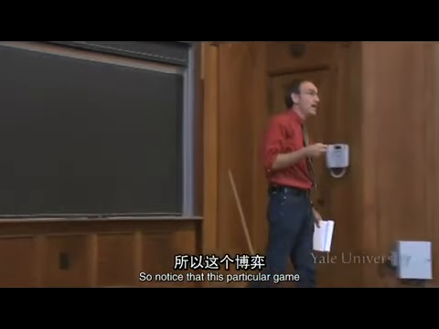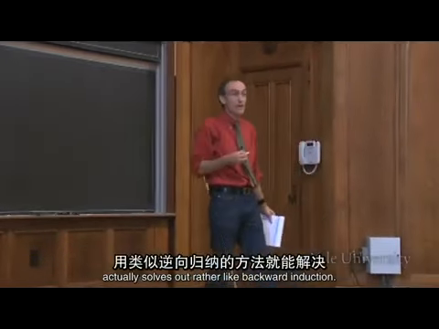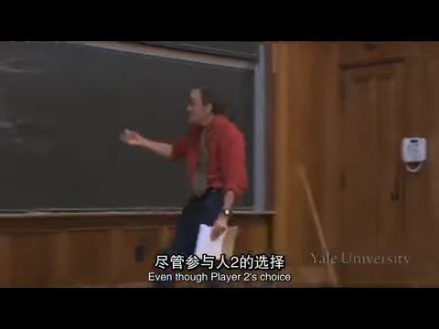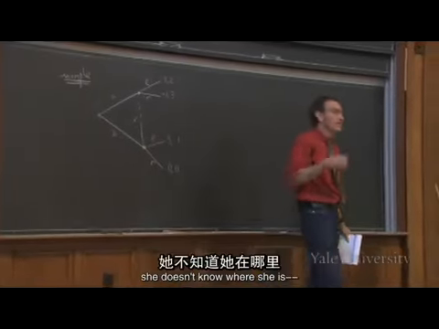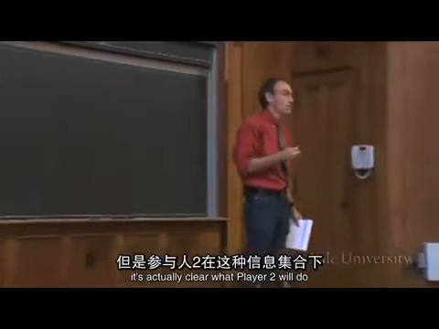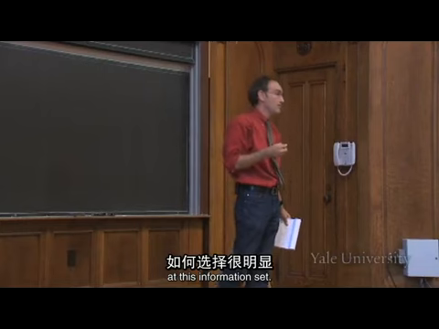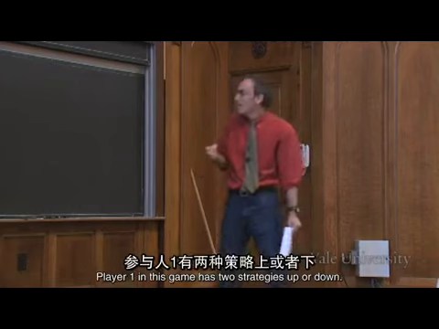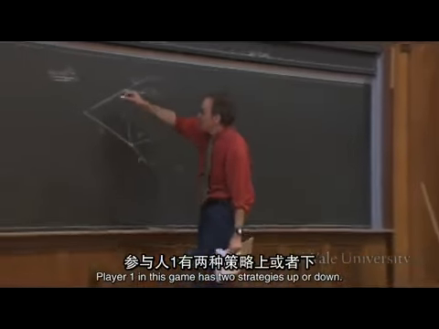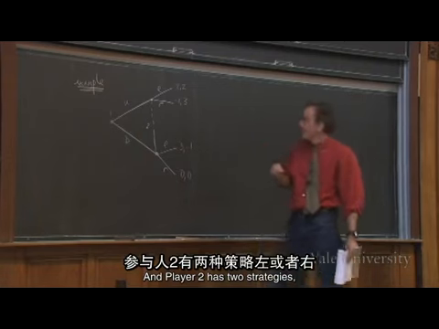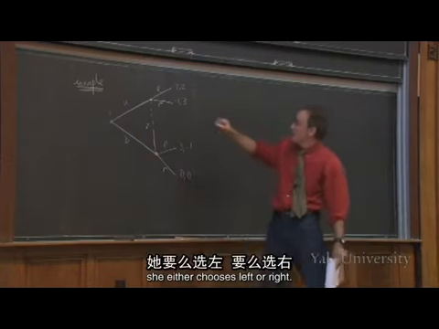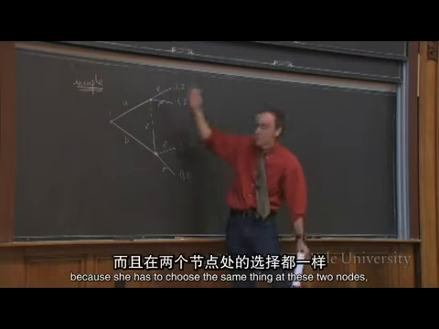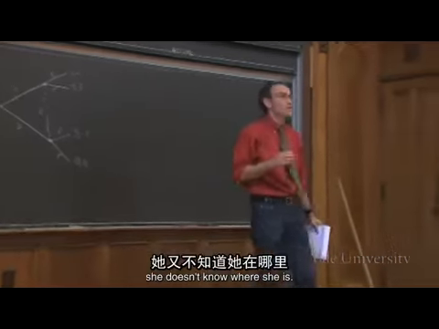So notice that this particular game actually solves out rather like backward induction. We actually know, even though player 2's choice is a little bit more complicated because she doesn't know where she is, it's actually clear what player 2 will do at this information set. Now if we push this forward a little bit harder, we can see why. Player 1 in this game has two strategies, up or down, and player 2 has two strategies. She either chooses left or right. Notice she only has two strategies because she has to choose the same thing at these two nodes. She doesn't know where she is.